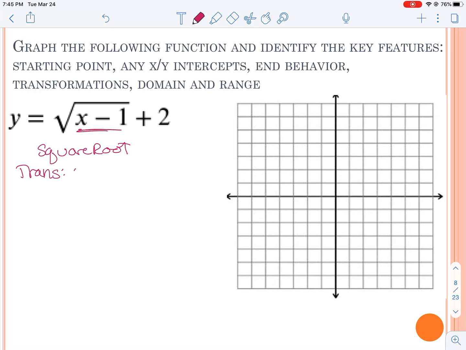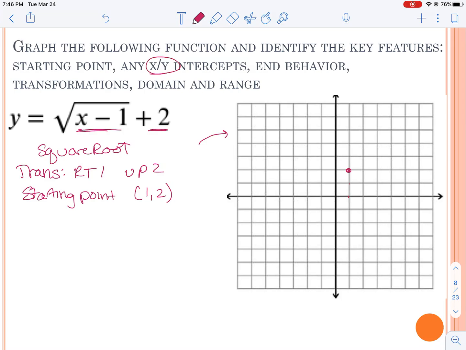And our transformations, we can see here we're going to go right 1, and this guy is up 2. So that's going to be my starting point. So I'm going to start at 1, 2. So I'm going to go over 1, up 2. Well, I know the square root is going to go like an arc like that. So being that this is past the x-axis and the y-axis, probably not going to have x or y intercepts.